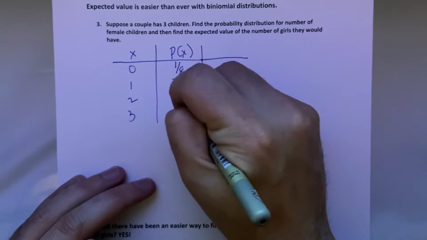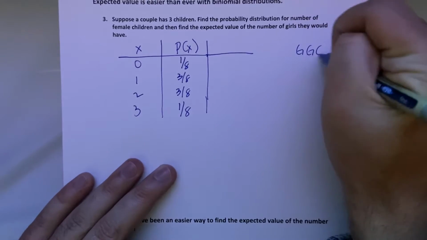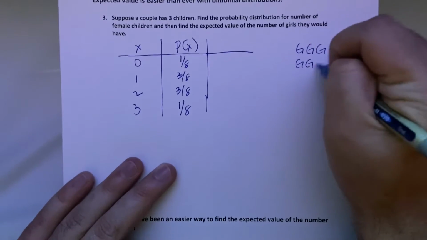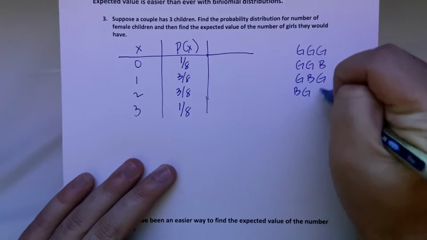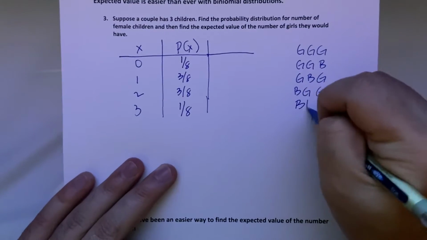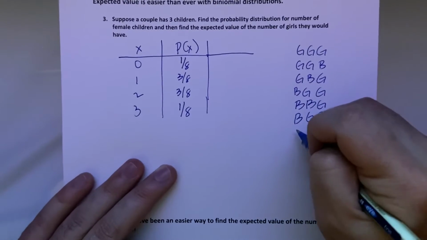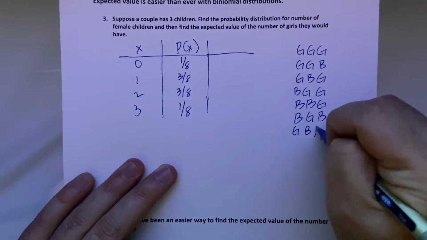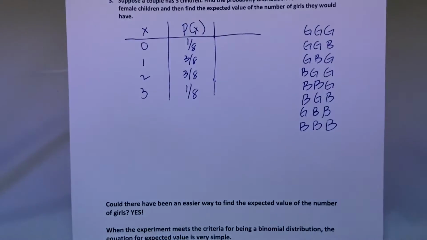The other two have a 3 choose 1 in front, so they both end up being 3/8. Because if we were to write out all the possibilities, it's girl, girl, girl; girl, girl, boy; girl, boy, girl; boy, girl, girl; girl, boy, boy; boy, girl, boy; boy, boy, girl; and 3 boys. So you can see these are the 8 possibilities.